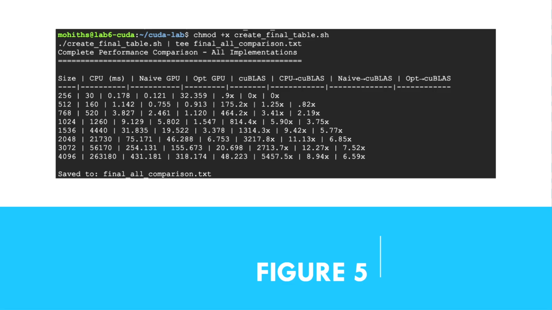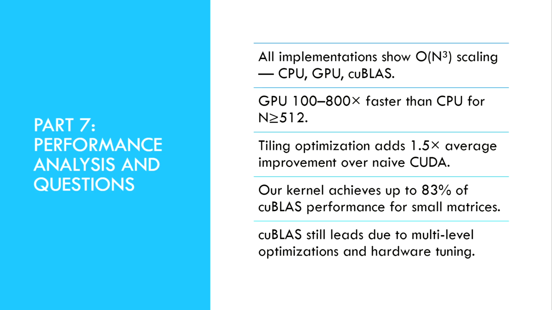And the columns CPU to cuBLAS, naive to cuBLAS, and optimized to cuBLAS show how much performance increment there was from making a transition from the CPU to cuBLAS, or naive to cuBLAS, or optimized to cuBLAS.